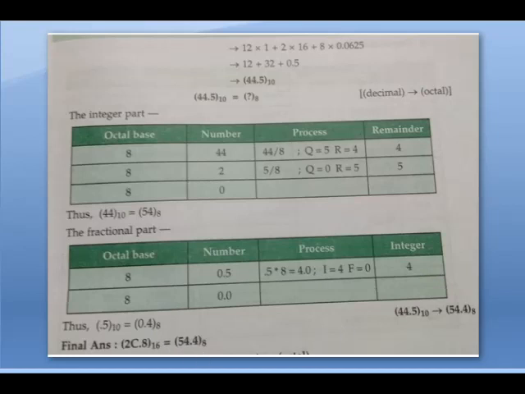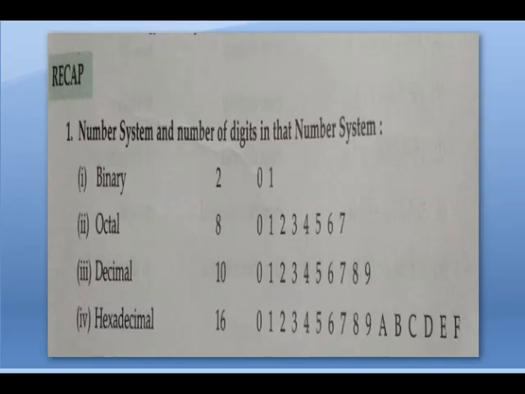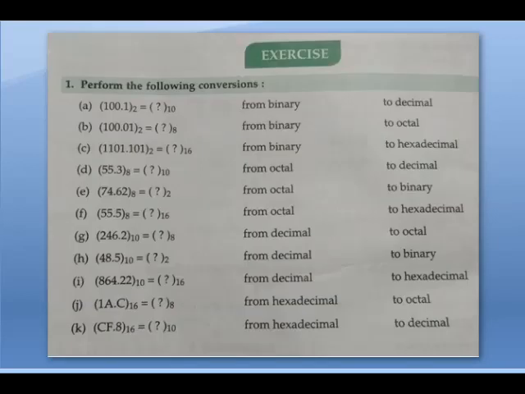Students, now we are going to see the recap of this chapter: number systems and the digits in each number system. Binary means 2, that is 0 and 1. Octal means 8, that is 0 to 7. Decimal means 10, that is 0 to 9. Then hexadecimal means 16, that is 0 to F, where F means 15.